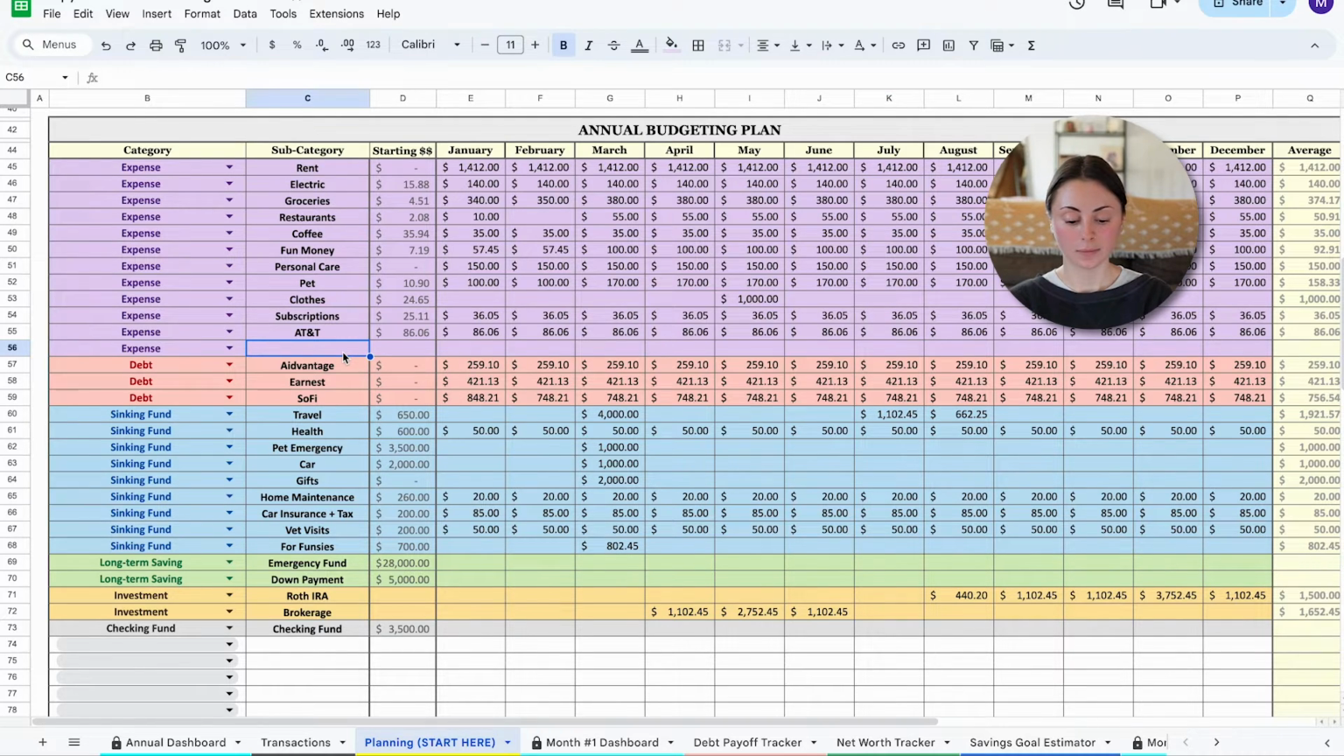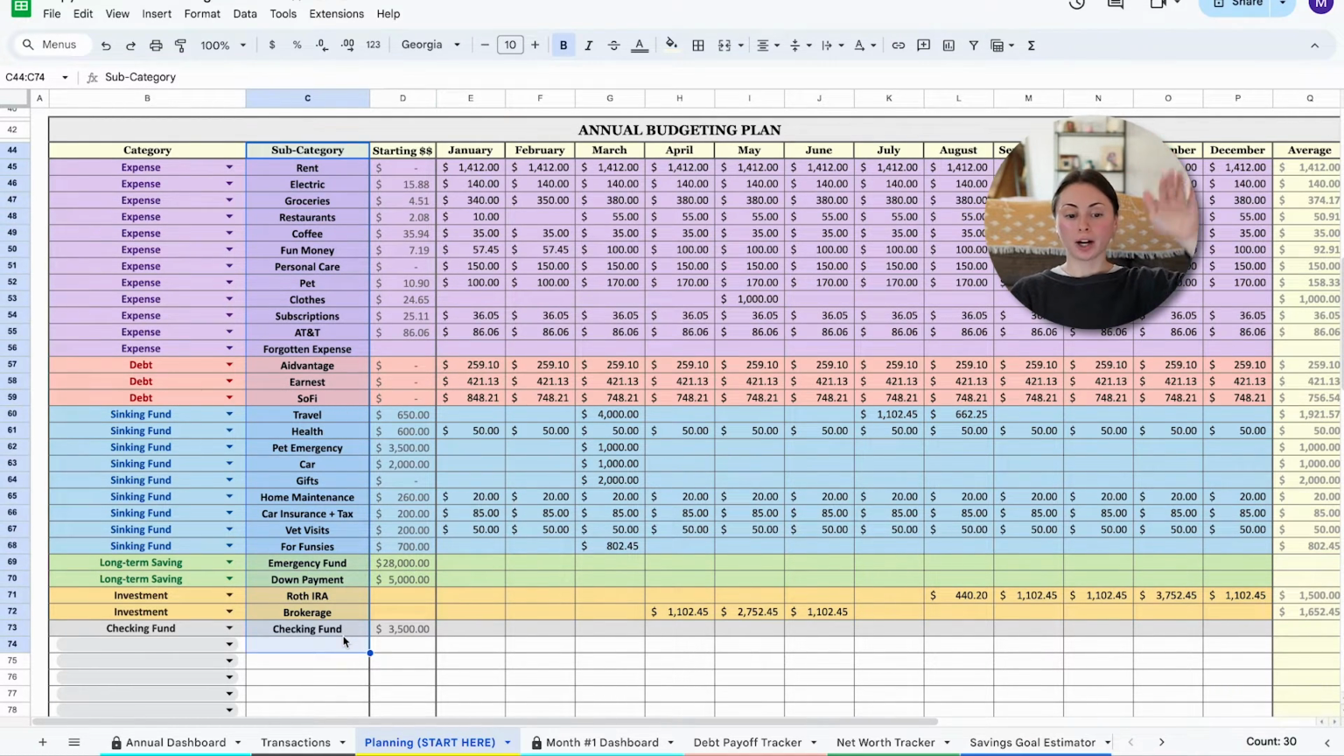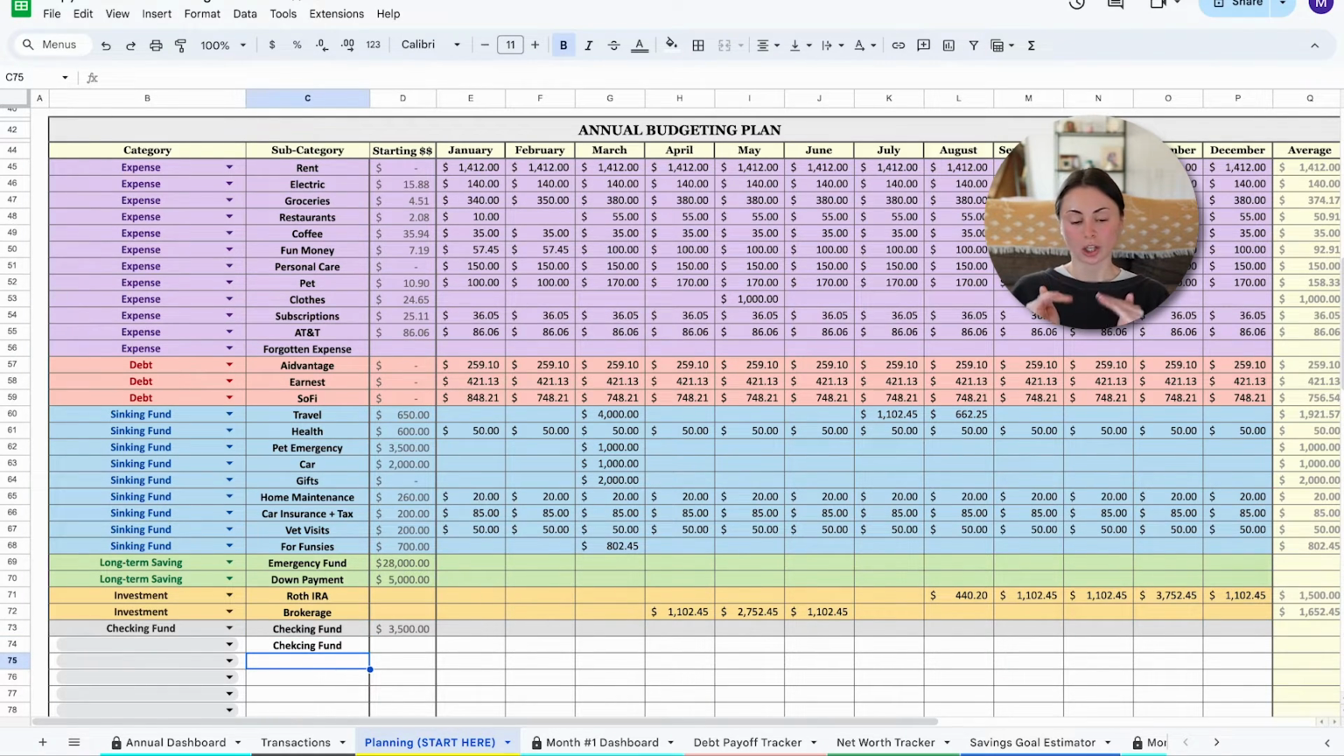And you can enter forgotten expense, just a random one. You can say whatever here. It won't mess up the other items because what the sheet is doing is it's looking for the subcategory. So it doesn't matter where in the sheet the subcategory is, as long as the names you have are exactly the same. So you couldn't say, I want to move checking fund down, but I'm going to accidentally misspell checking fund. It won't work because it doesn't know what it's looking for. Just make sure the subcategories are the exact name.